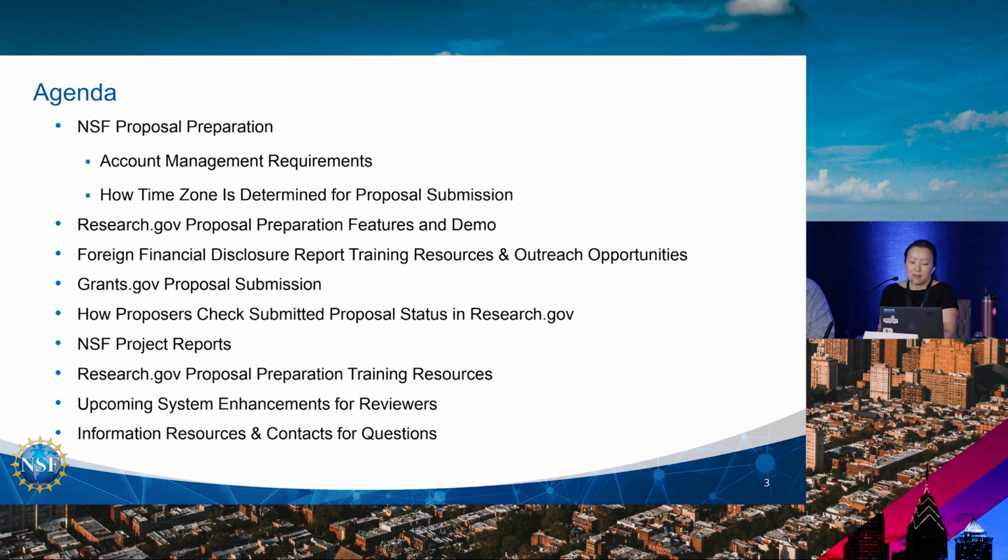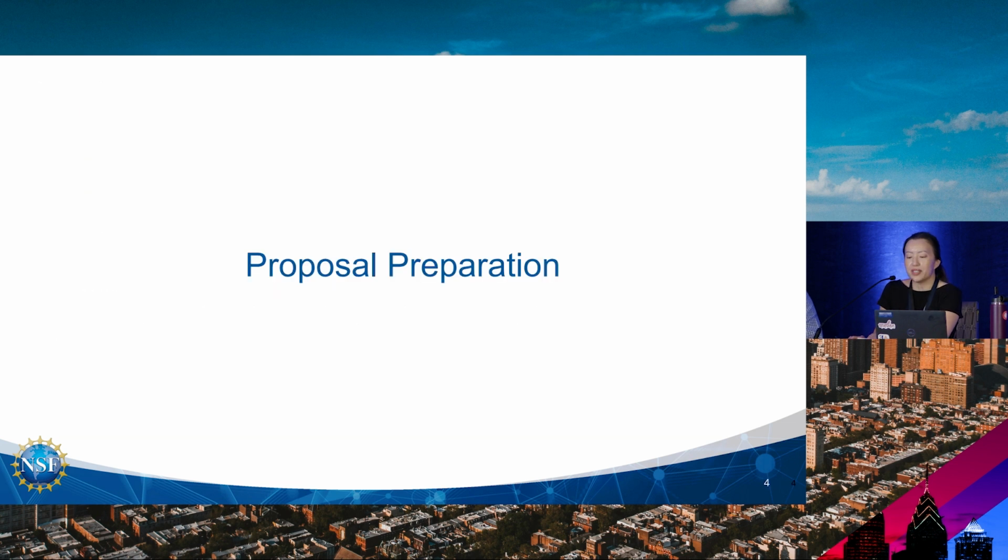I'll go over, hopefully, most of the time over the demo, so you can see me going through some of the screens and clicking on some of the buttons, and you can see how this system works. I'll go over the new Foreign Financial Disclosure Report and some of the training resources for that when that comes open. And then I'll touch a little bit on Grants.gov proposal submission, how to check proposal statuses, and some of the other post-award things at the end of this slide. All right, let's just jump into it.